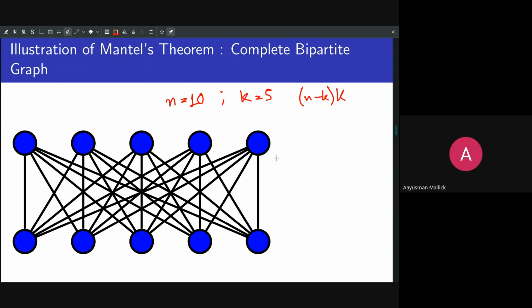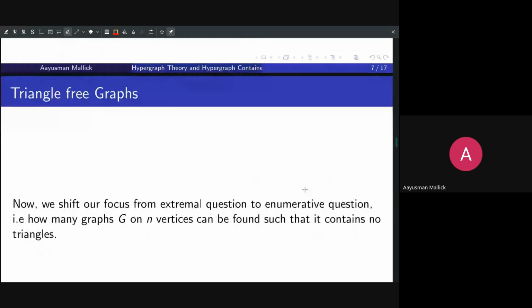A complete bipartite graph means that when we are given n vertices, we partition them into two sets, and a vertex from one set does not have any edge within its own set, and has all possible edges towards the other set. And a balanced complete bipartite graph means the number of elements in each of these sets is the same.